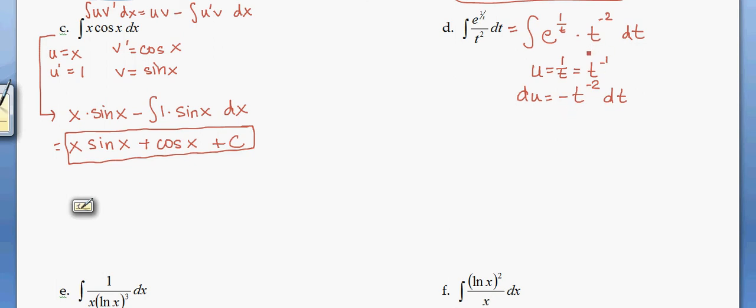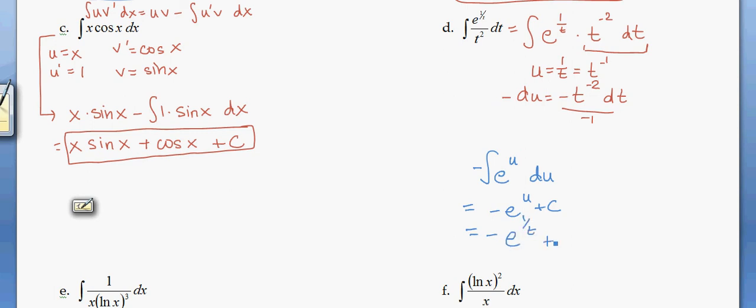So I almost have my t to the negative 2 dt here, right? Except I have a negative, so I'm going to divide both sides by that negative. Okay, so when I do my substitution, I get e to the u and the negative du. So the negative I'm pulling out. So we get negative e to the u plus c, which is negative e to the 1 over t plus c. Okay, so the point of this exercise is to remember that just because we know how to do integration by parts doesn't mean everything from now on is an integration by parts problem.